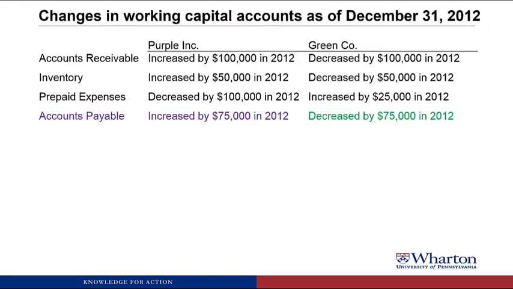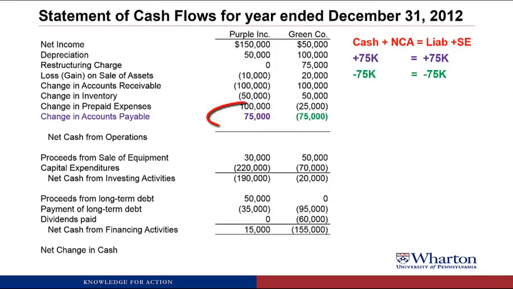For accounts payable, Purple had an increase of $75,000 in 2012. Green had a decrease of $75,000 in 2012. Now we're on the other side of the equal sign. So for Purple, accounts payable goes up. That means liability goes up by $75,000. So we have to add that to the cash flow statement to stay in balance.